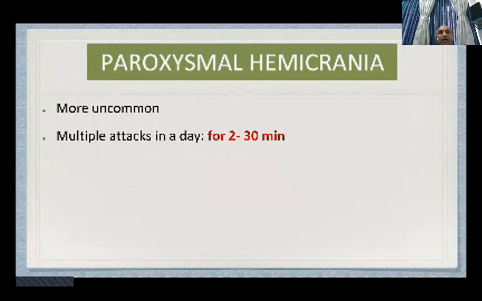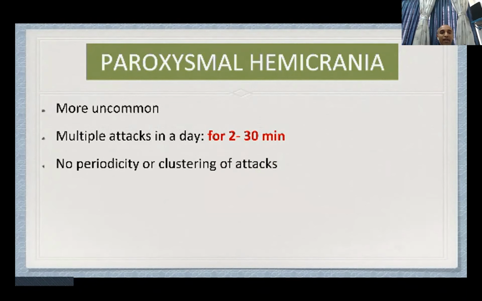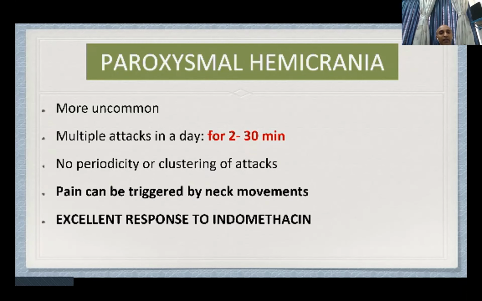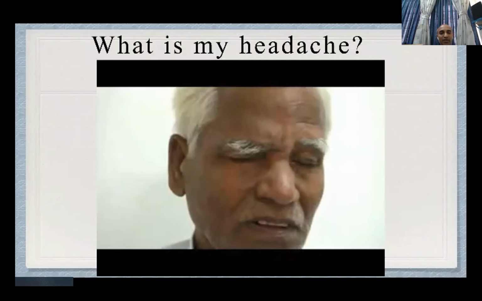Paroxysmal hemicrania is another trigeminal autonomic cephalgia, which is far more uncommon, but there may be multiple attacks in a day, and they classically last between 2 to 30 minutes. So the outer limit of pain for classical trigeminal neuralgia is 2 minutes, and paroxysmal hemicrania starts beyond 2 minutes and goes to 30 minutes. They don't have any periodicity. There is no clustering of attacks. However, these attacks can be triggered by neck movements. And there is an excellent response to indomethacin. Other drugs like topiramate, calcium channel blockers, and even carbamazepine can be tried in these patients.